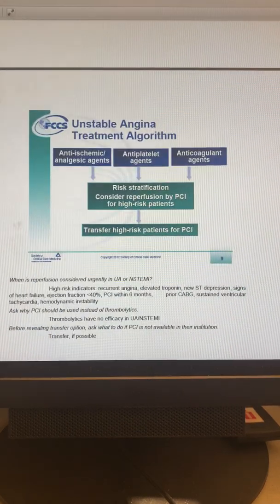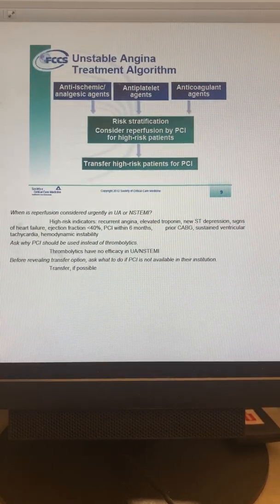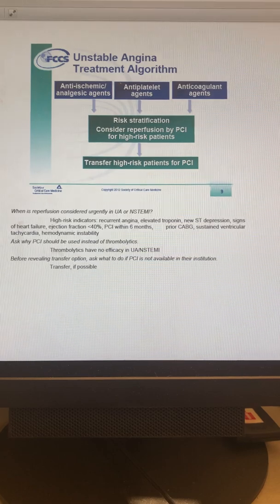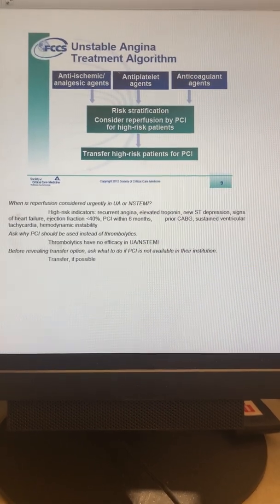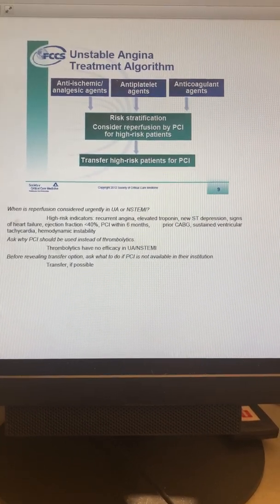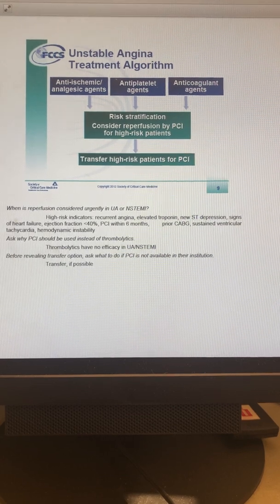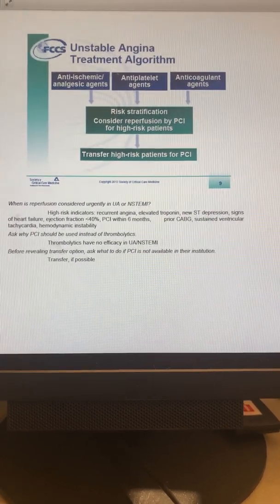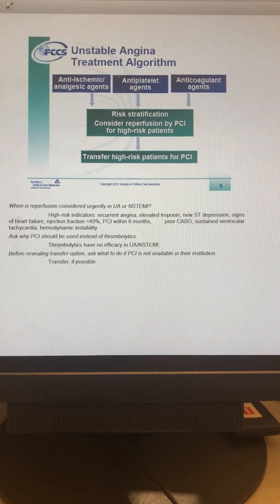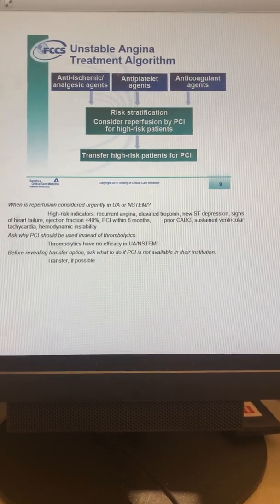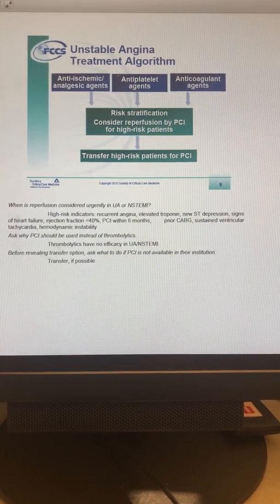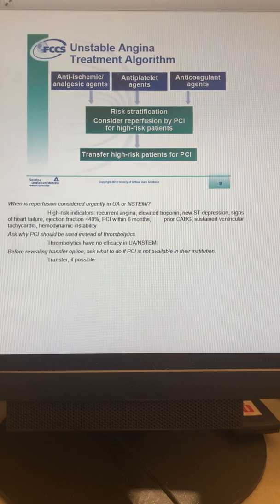So after you give the unstable angina patients the anti-ischemic medications, the antiplatelets and the anticoagulant, you have to risk stratify them to see whether they need to go for a heart cath or PCI. If they're deemed high risk, you take them to the heart cath.